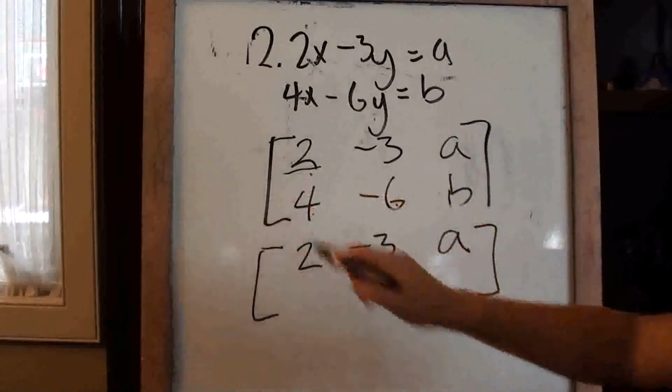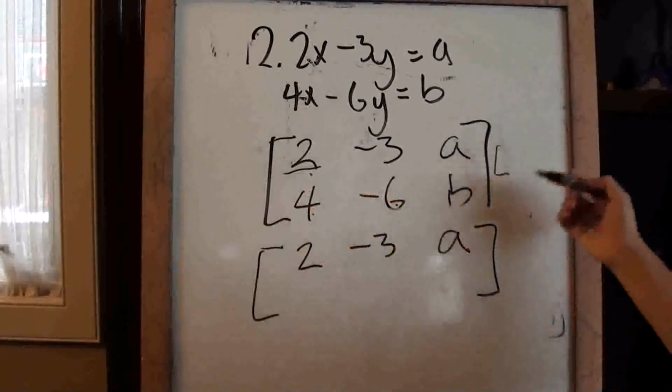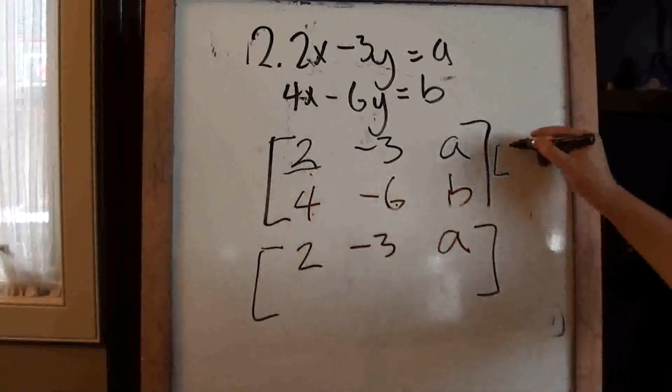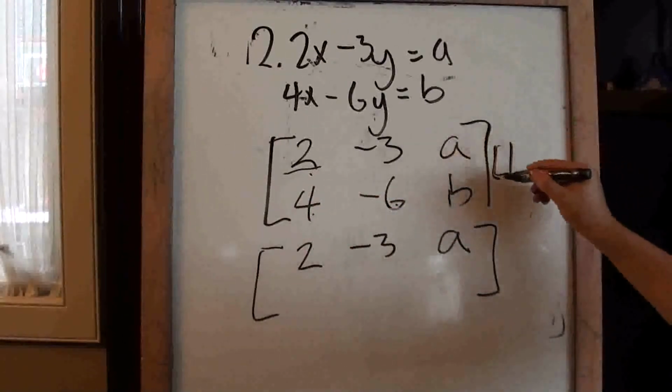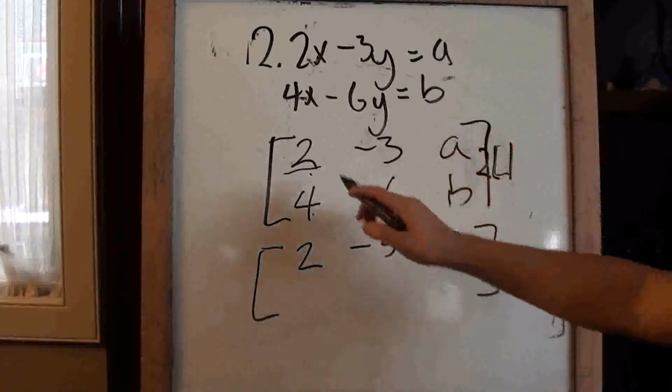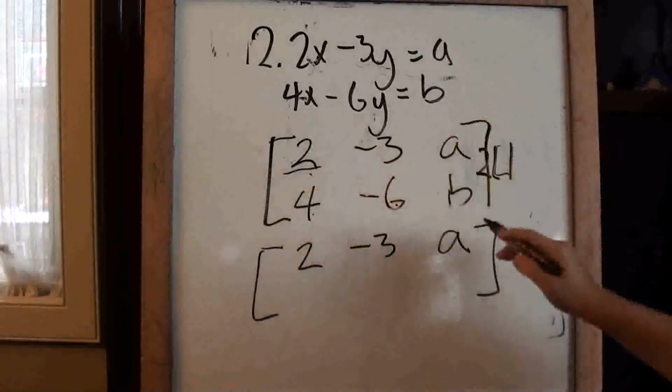So I want to get rid of 4. Well, what do I do? I can just write L1 times 2, right? Because if 2 becomes 4, then I can cancel out completely, right?